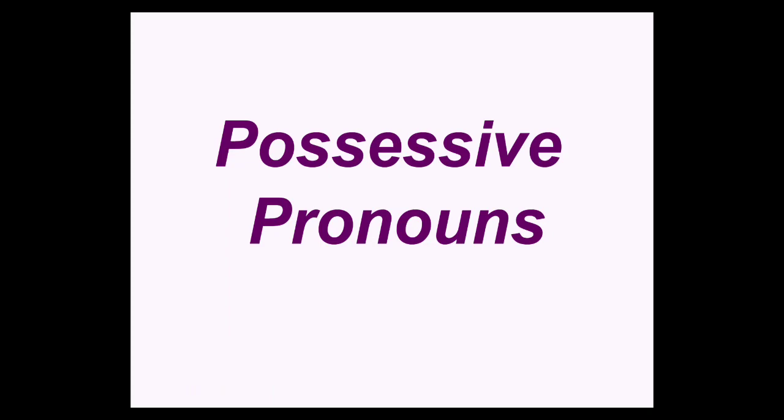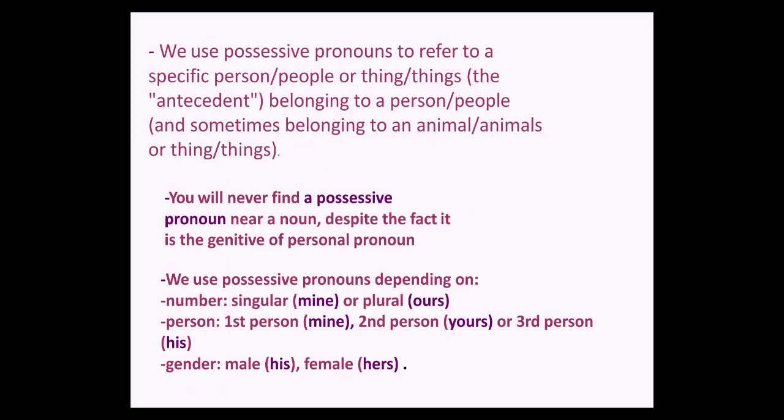Possessive pronouns. We use possessive pronouns to refer to a specific person or people or thing belonging to a person or people, and sometimes belonging to an animal or thing. You will never find a possessive pronoun near a noun, despite the fact it is the genitive of the personal pronoun.